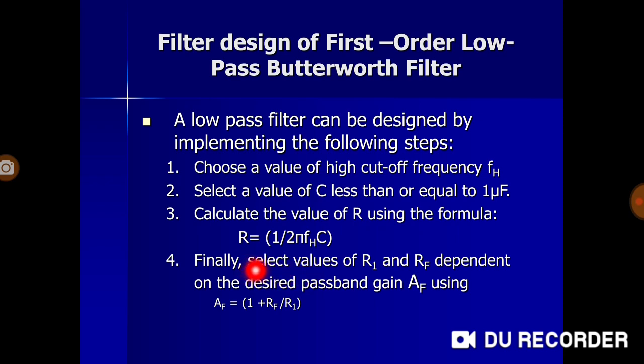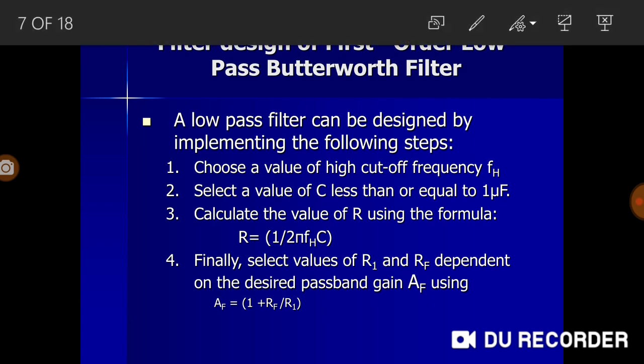The next thing is, when we have fh already and C, because we know that fh is equal to 1 by 2 pi RC, just interchanging, we find R is equal to 1 by 2 pi fh C, because we have the value of fh as well as C. From this we find the value of R, and R1 and Rf give the desired passband gain Af using this formula. So these are the four things that need to be done for the design of the filter.